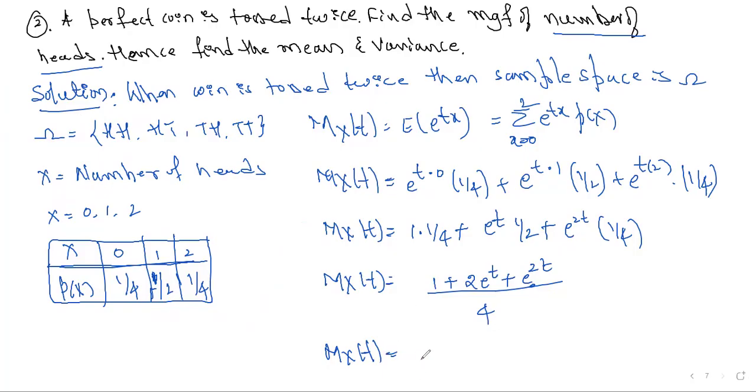So this is nothing but (1 plus e power t) whole square divided by 4, right? So this is what our MGF is. The next target is to find the mean and variance of this same case. Now we'll go for finding mean and variance. So you know how to find the mean.